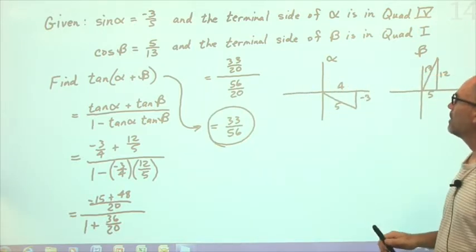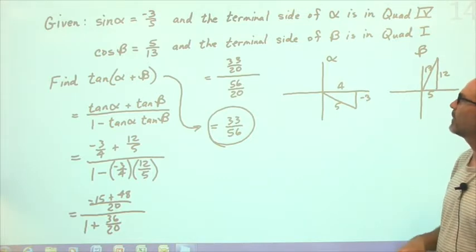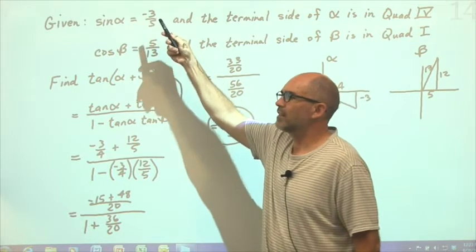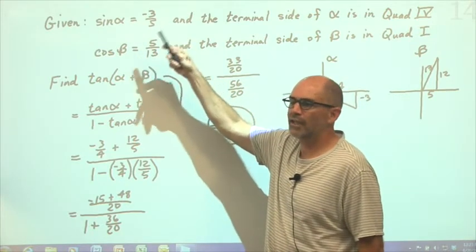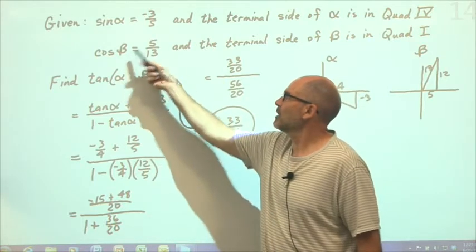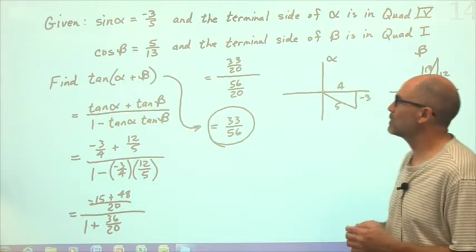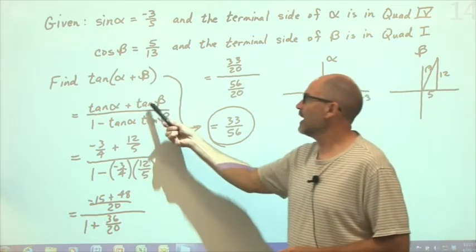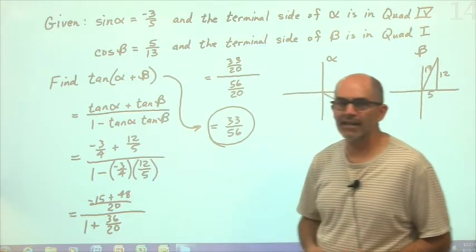So basically, when you're given the sine of an angle, then you could get the cosine, the tangent, the secant, the cosecant, the cotangent of that angle. And if you're given cosine of an angle, you can get all the other trig functions too. And now once I have all my trig functions, then I can plug it into any of the identities.